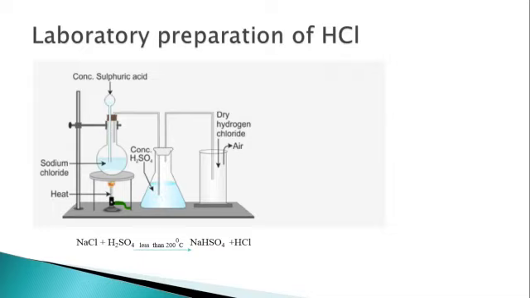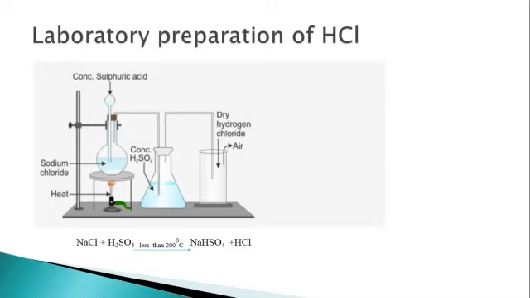To the thistle funnel, concentrated sulfuric acid is added drop by drop. The lower end of the thistle funnel is deep inside the solution. If it is not deep inside the solution, the HCl gas which is formed will escape. So initially the reactants are heated, but it is done slowly.